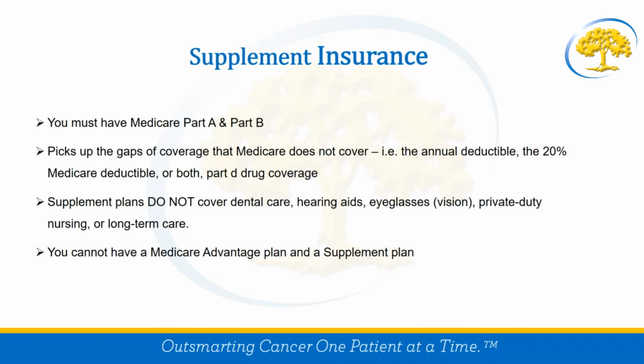So there's very specific supplement coverage, and those are plans like AARP or Mutual of Omaha. They have plans like A, B, C, D, and that's how they indicate what type of coverage they have. So supplement plans do not cover dental care, hearing aids, eyeglasses, those kind of things. Those are going to be still out of pocket for people who have Medicare.